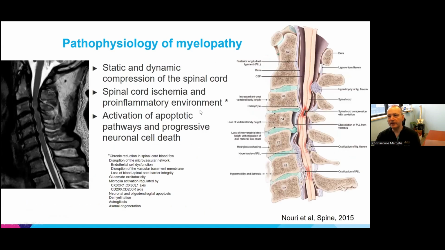And in regards to the myelopathy, which again is the symptoms that come from spinal cord compression, not the nerve root, the spinal cord. It has to do with static and dynamic compression, and it can lead again to ischemia and inflammation. And in addition to that, it can activate apoptotic pathways and create neuronal death.